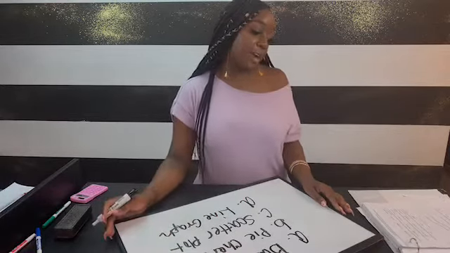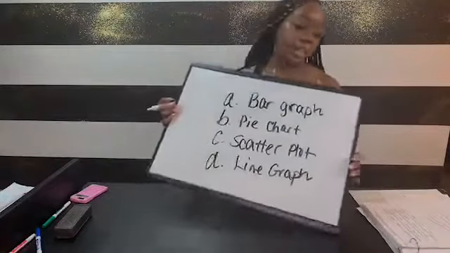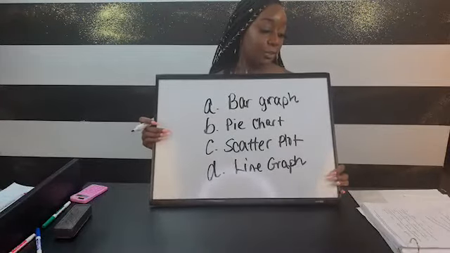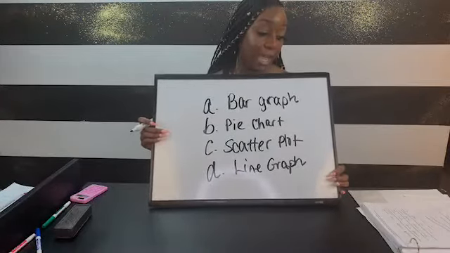Which type of graph would best illustrate a child's growth in height from age 5 to age 15? Would it be A, a bar graph, B, a pie chart, C, a scatter plot, or D, a line graph?